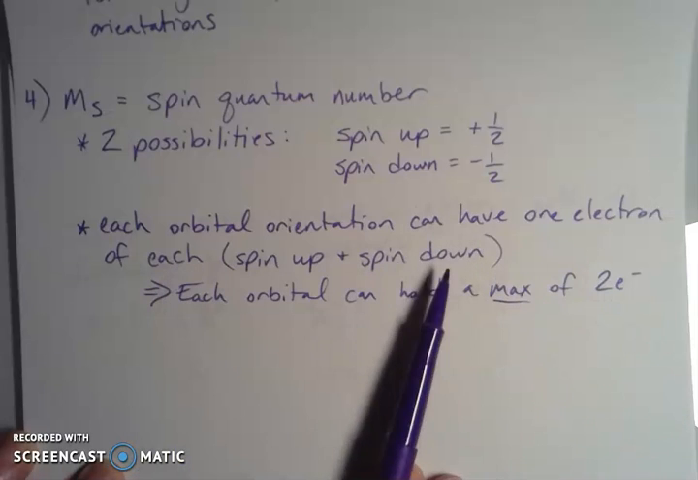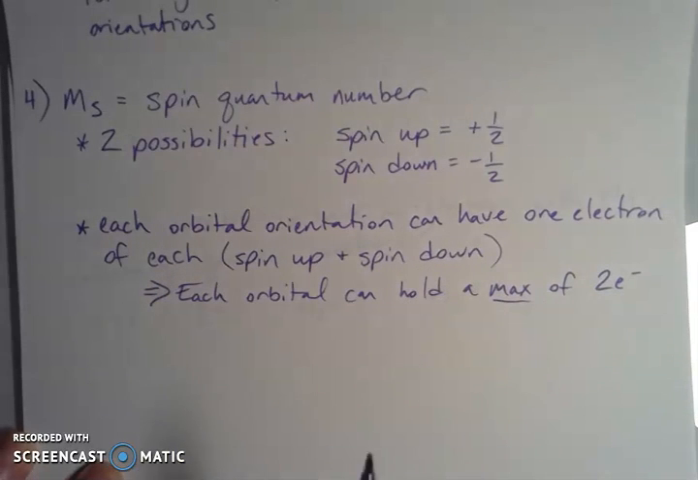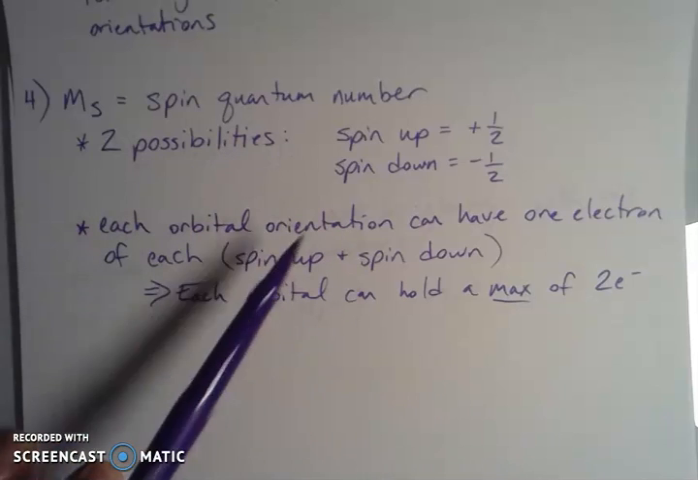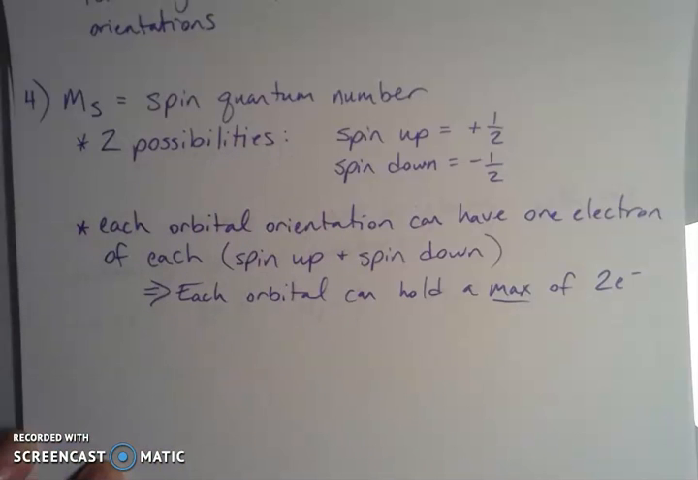So each orbital orientation can have 1 electron of each type. So I can have 1 electron that's spin up and pair it with 1 that's spin down, which means that each orbital can hold a maximum of 2 electrons. So in each orientation, I can have 2 electrons in each.